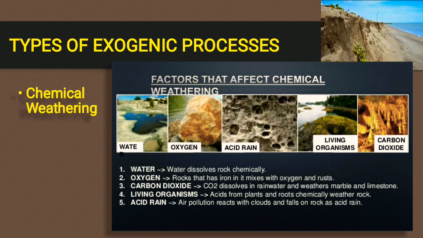The process is called oxidation, which is important in iron-rich rocks and gives reddish coloration like rust. And we have carbon dioxide, which dissolves in rainwater and weathers marble and limestone. The process is carbonation and solution, wherein the carbon dioxide dissolved in water reacts with carbonate rocks to create a soluble product known as calcium bicarbonate. Other factors are living organisms and acid rain.